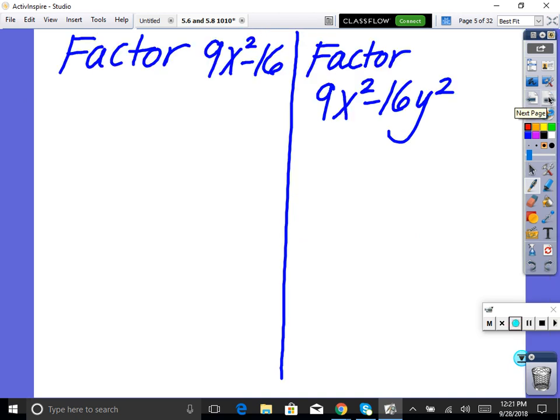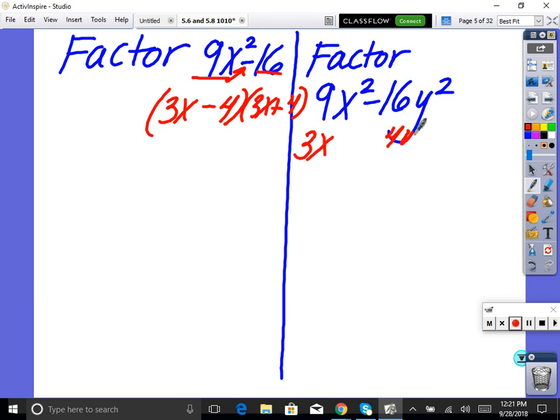Okay, so we have 2 perfect squares, 3x and 4, and then the conjugate will be our answer because our middle term cancels out and it's subtraction. So we have 2 perfect squares again, and then there's no middle term and it's subtraction, so we're going to have conjugates since the middle term needs to cancel out.